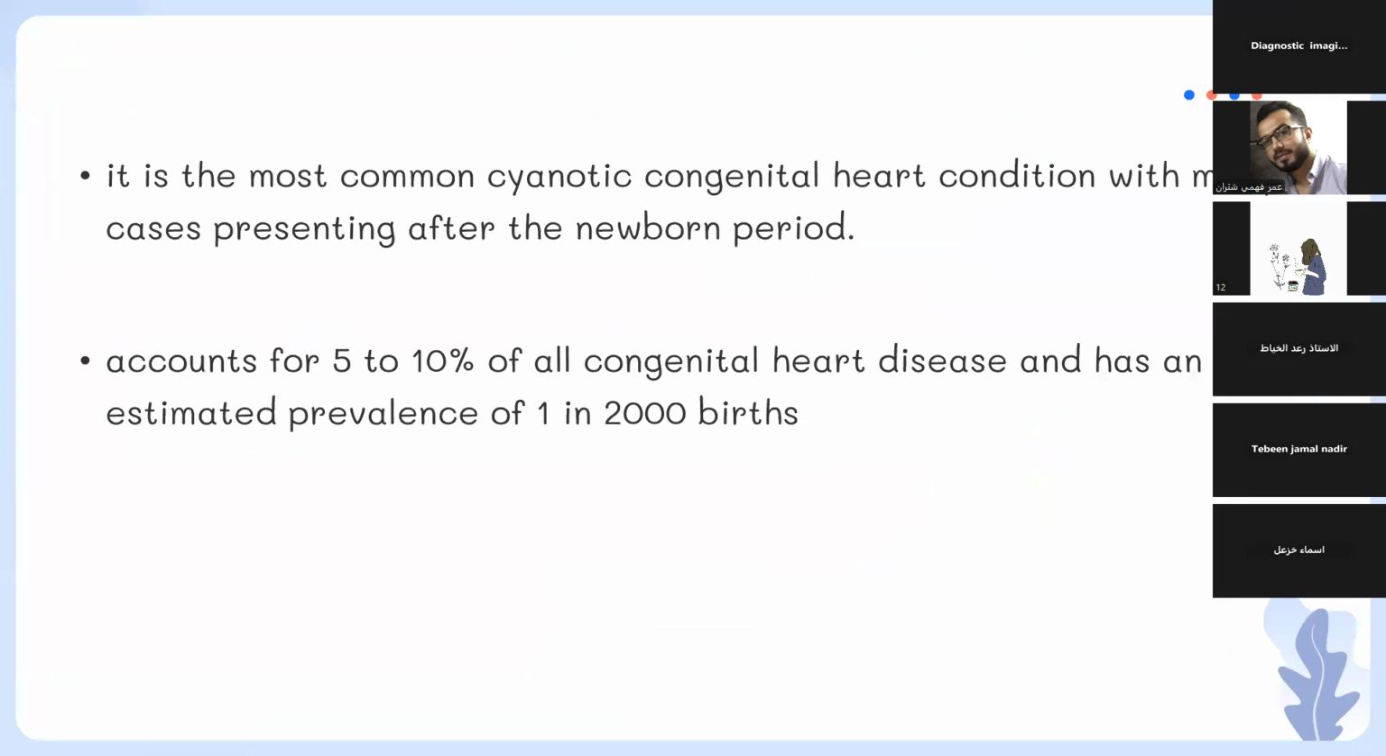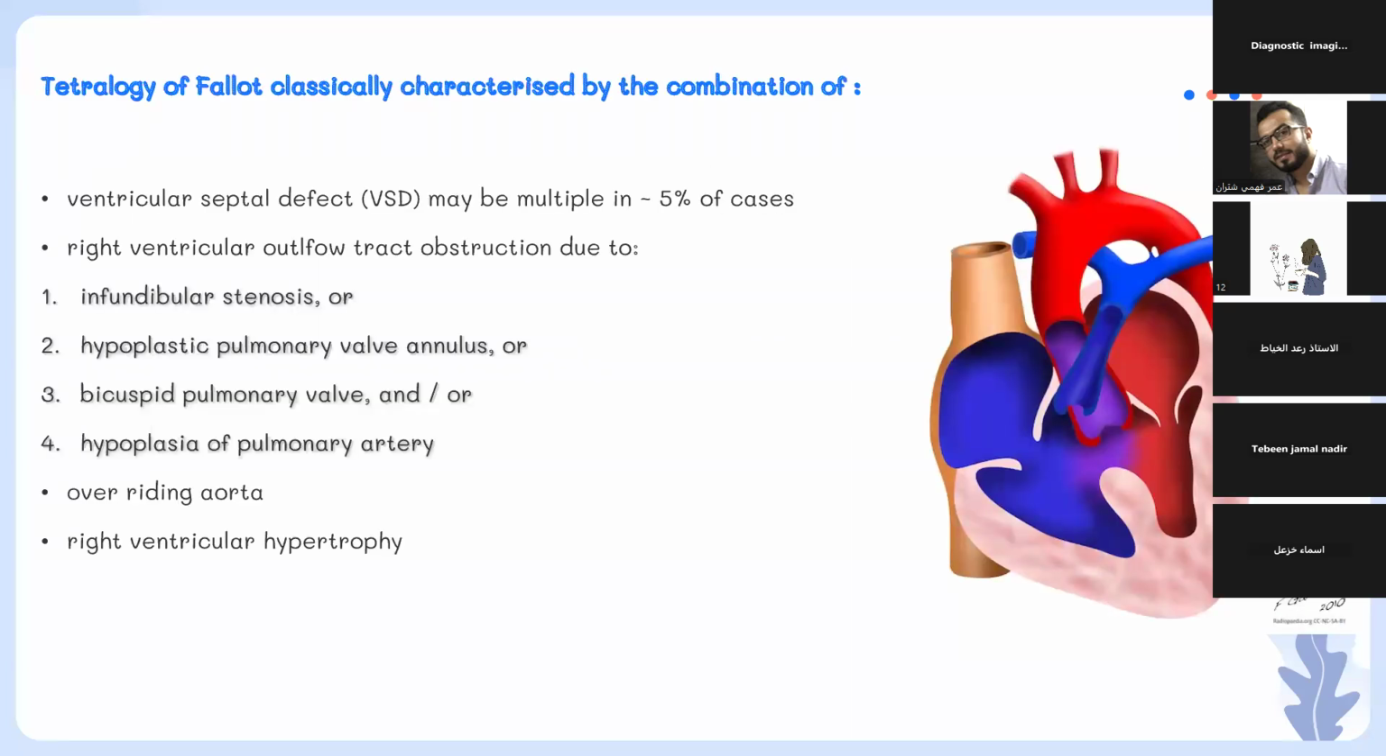Tetralogy of Fallot is the most common cyanotic congenital heart condition, with many cases presented after the newborn period. It accounts for 5 to 10% of all congenital heart disease and has an estimated prevalence of 1 in 2,000 births. Tetralogy of Fallot is classically characterized by the combination of ventricular septal defect, right ventricular outflow obstruction, overriding of the aorta, and right ventricular hypertrophy.